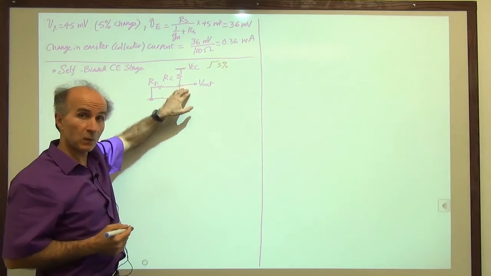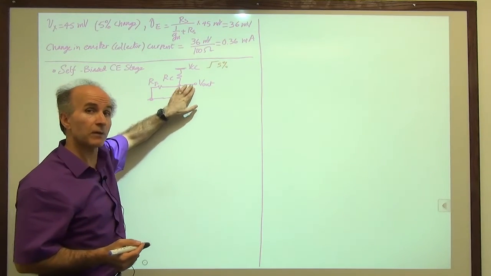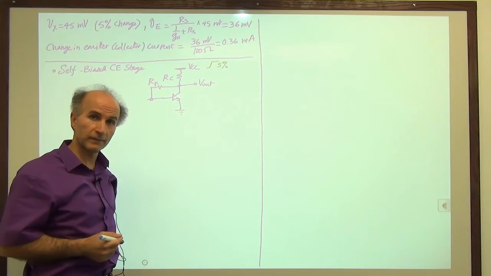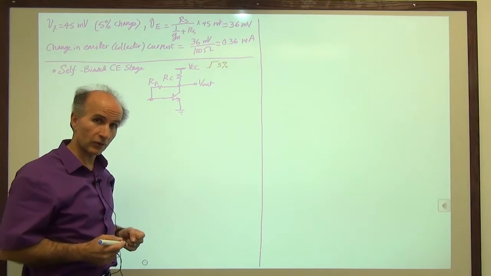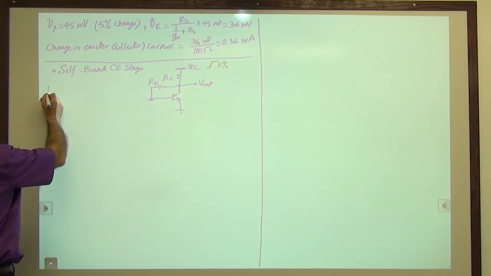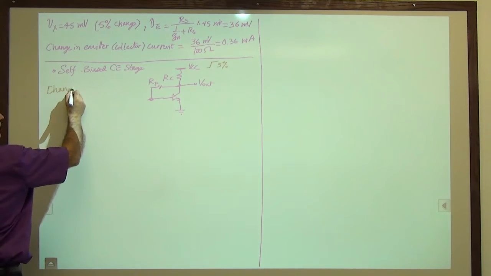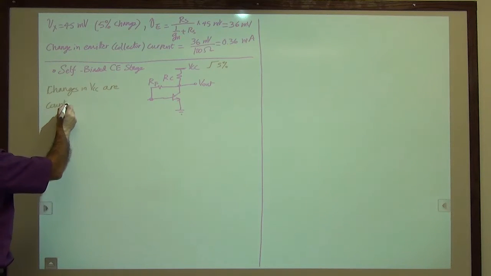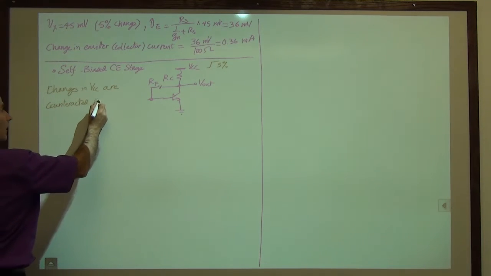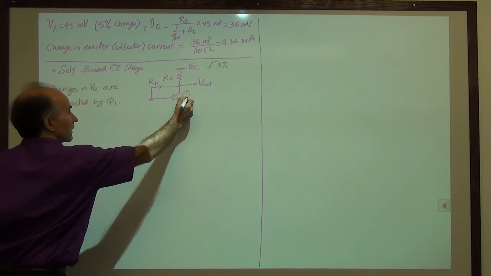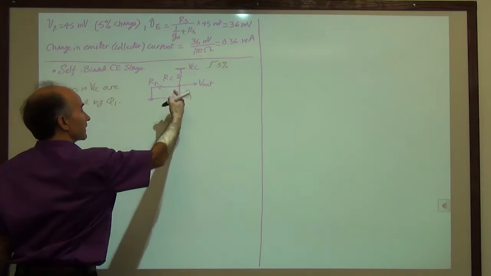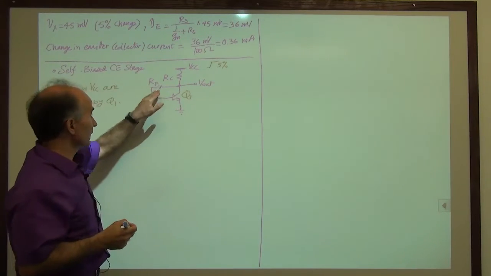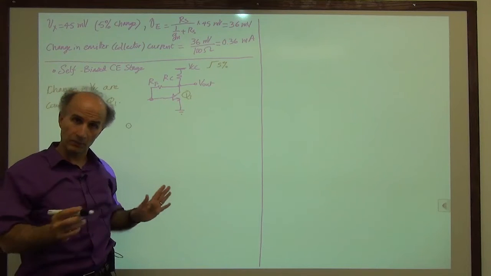Supply goes up by 5%. This wants to go up by 5%, but it doesn't, because if it goes up, then it raises the base voltage. The base voltage raises the collector current. The collector current wants to reduce that voltage. So that's why we call this a self-biased stage. So we say changes in VCC are counteracted by Q1, Q1 being this transistor. And this is because we have this path here. Sometime in your future, you will learn about feedback, negative feedback, and this resistor actually creates negative feedback from the collector to the base. But for now, we don't worry about it here.